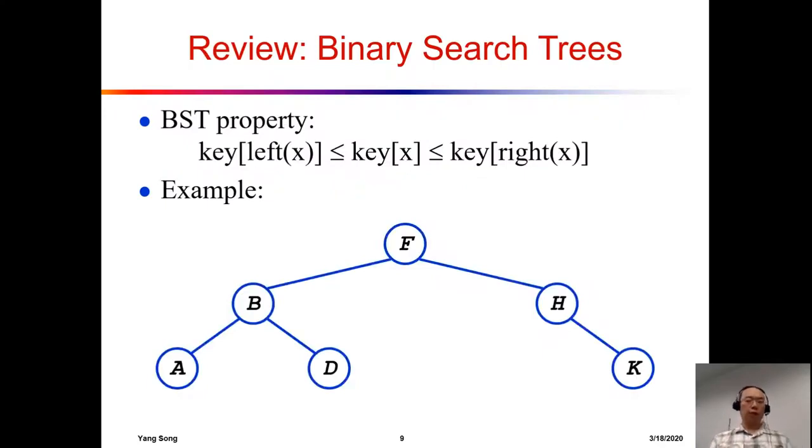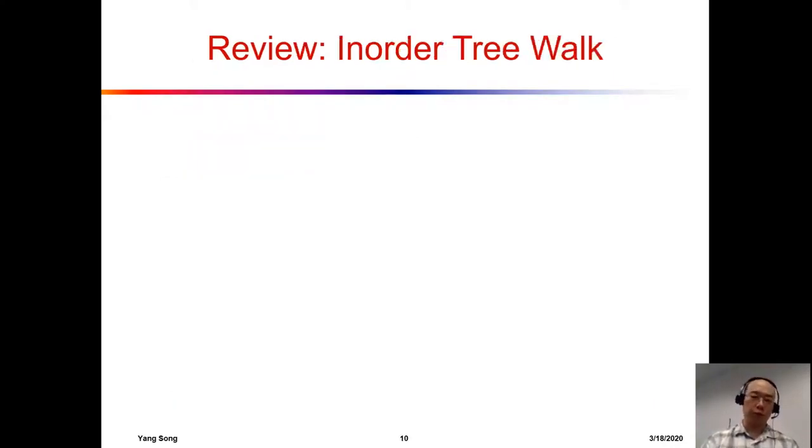For the binary search tree, the important property is that the key of the parent should be greater or equal to the key of the left child, and it should be smaller or equal to the key of the right child. So this is the binary search tree property. If you have a binary search tree, this property should be true for all the subtrees. And if you have an AVL tree or a red-black tree, which is what we are going to cover later, this property should also be true.